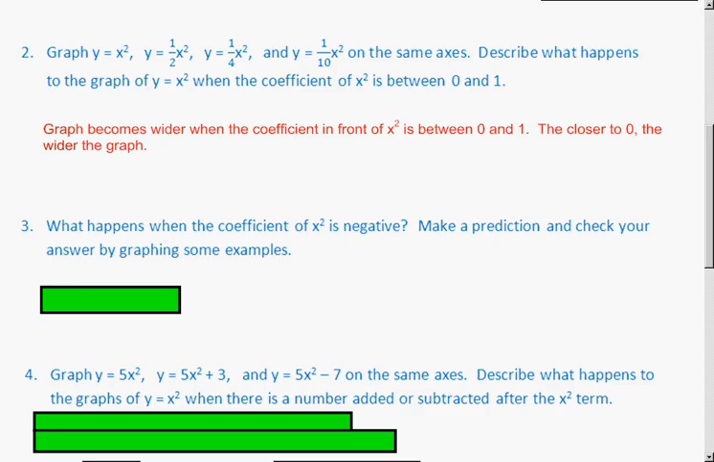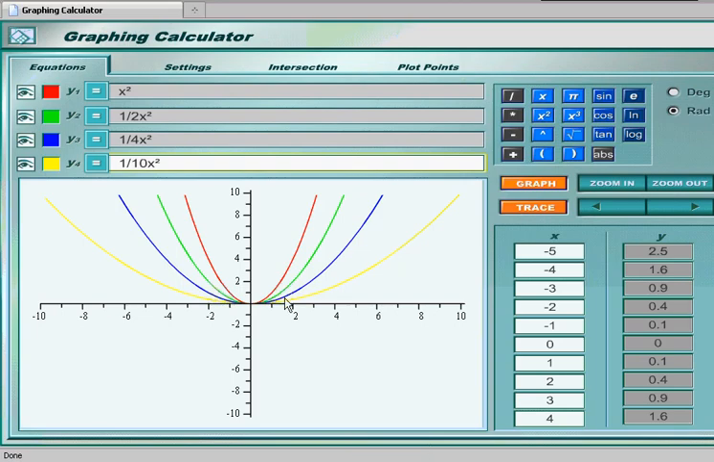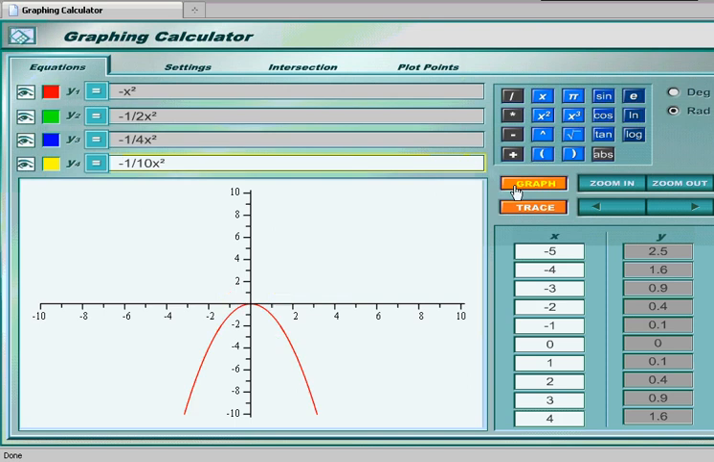In 3, we're going to see what happens when the coefficient of x squared is negative. I'm just going to go back. I still have some graphs here from before. I'm just going to go ahead and throw a negative sign in front of each one of these, and we're going to see what happens when the coefficient out in front of x squared is negative. And again, you should have already made somewhat of a prediction in your head. We're going to test it right now.